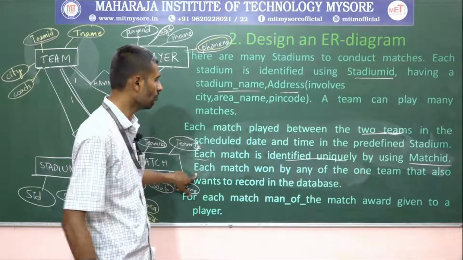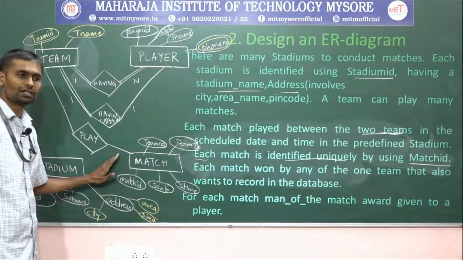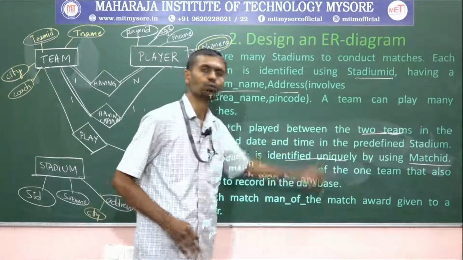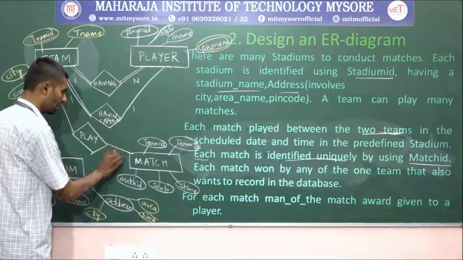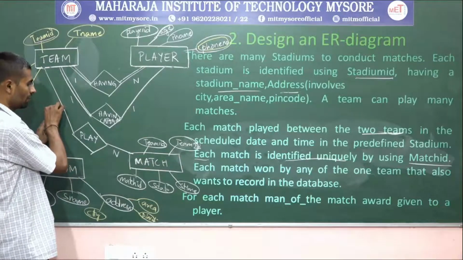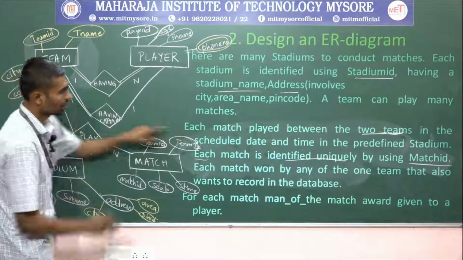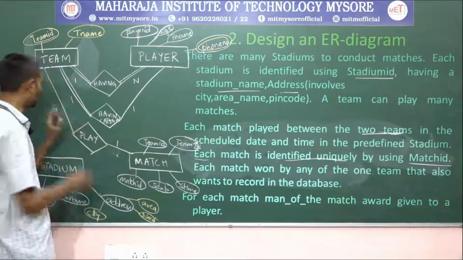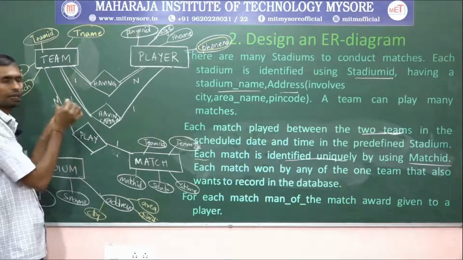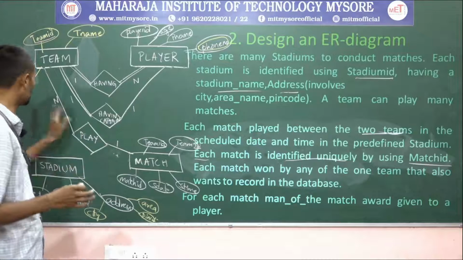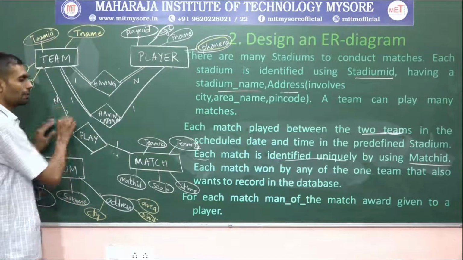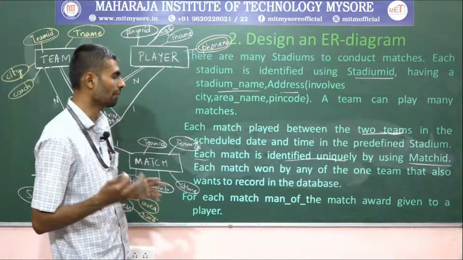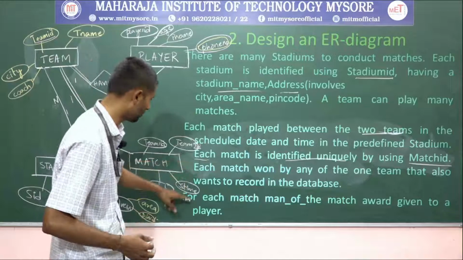Next, what else we want to record is, still we have not mentioned the cardinality. Let me go with finding the cardinality now. Each match played between the two teams, 2 means more than one, it becomes what, n. One match played between what, two teams, 2 means what, many. Each match played between two teams, that means 1 to many, and look at this one, a team can play what, many matches, that also is there.